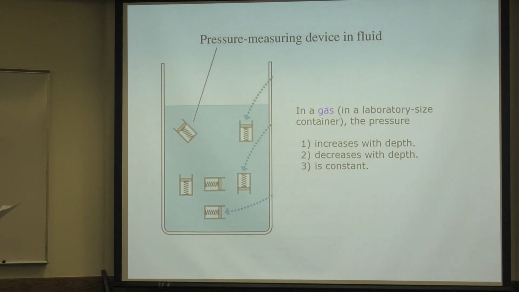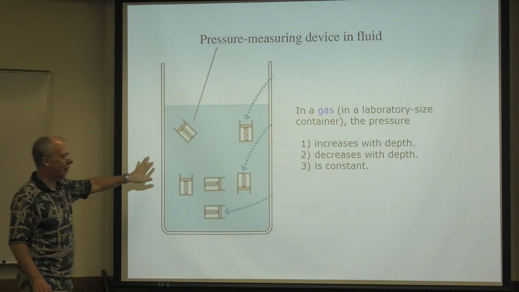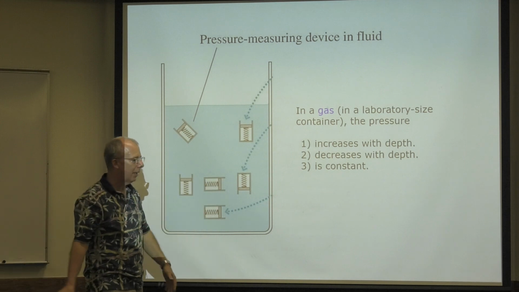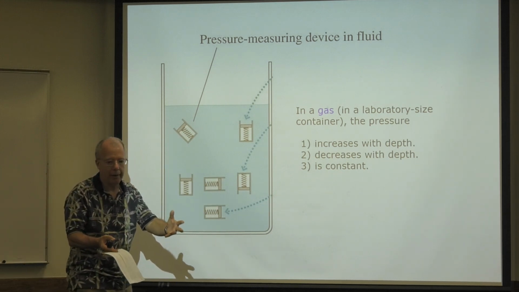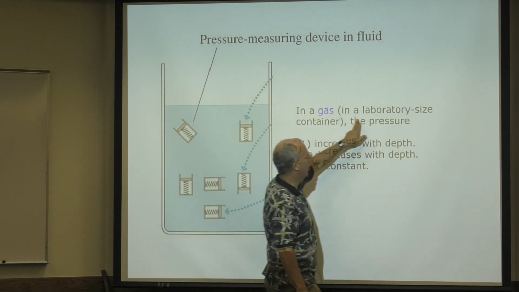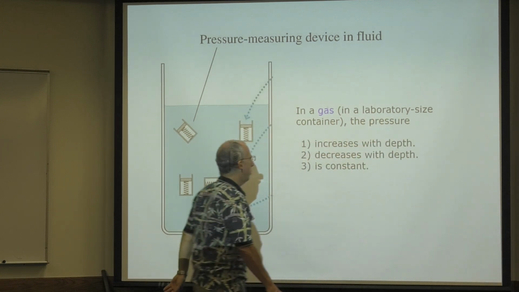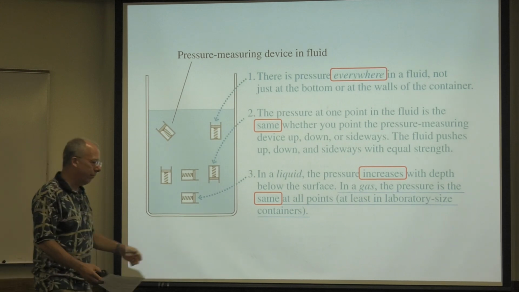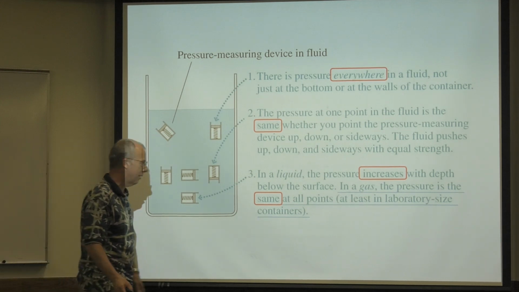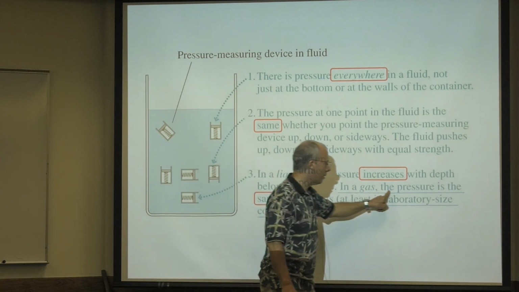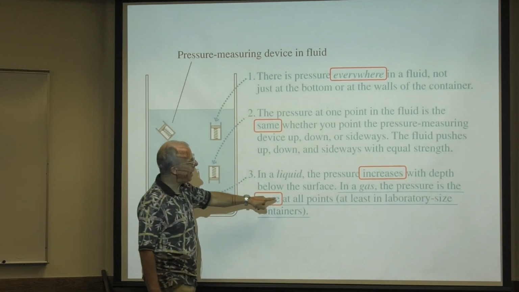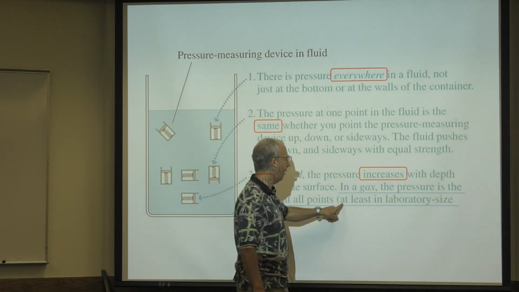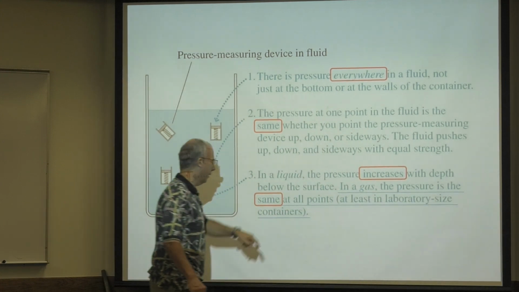Now how about a gas? Now we're just talking about a lab size. We're not talking about the atmosphere, you know what I mean? We're just talking about like a little beaker full of air. So in a gas, in a lab-size container, the pressure does what? So pause your video and think about it. Get ready to vote. Okay, in a lab-sized container of gas, the pressure is the same. In a gas, the pressure is the same at all points, at least in a lab-sized container.